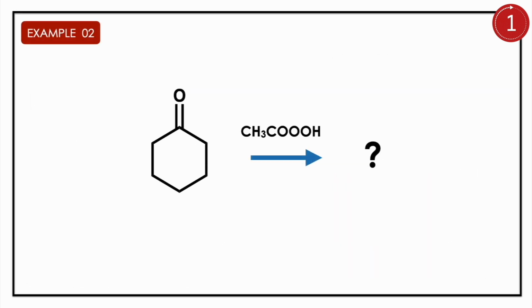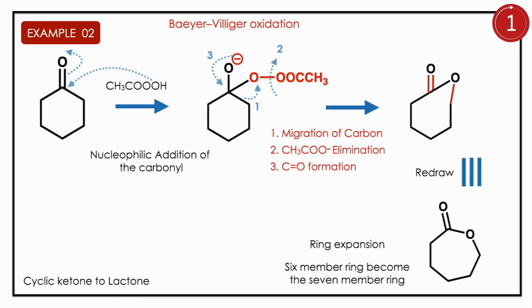Then the next example. Here you have cyclohexanone. You are using the peracid. You should find what will be the final product. The starting material is a ketone. You are using the peracid. So it's a Baeyer Villiger oxidation.